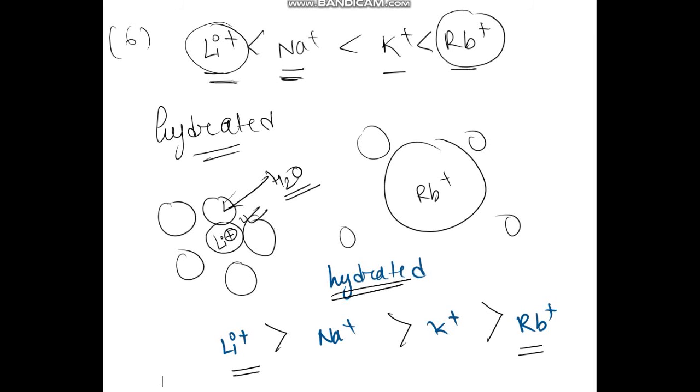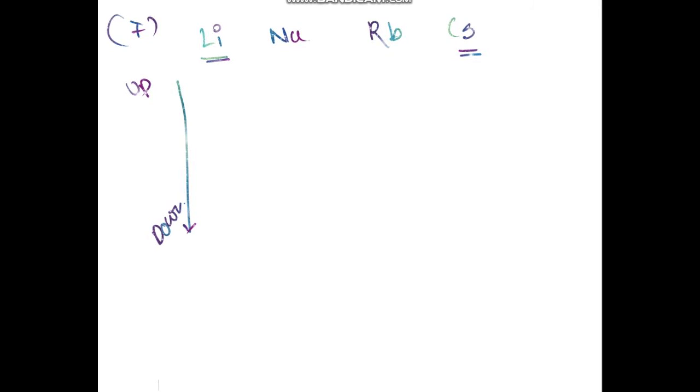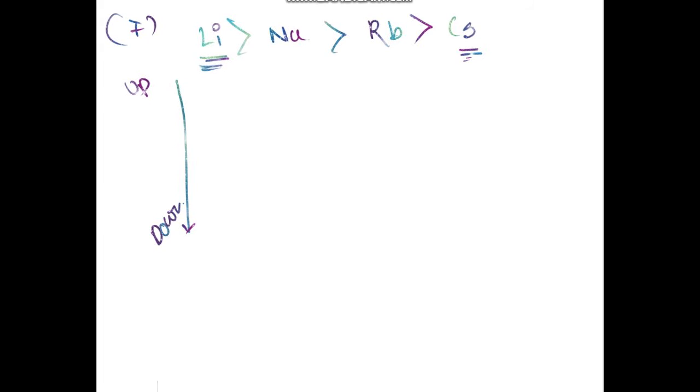Now moving towards the seventh question. Here it is asked to arrange them in the electronegativity trend. This is the easiest question. As we know, if we go from up to down in the periodic table, electronegativity decreases. Lithium is in the uppermost position, cesium in the lowermost. So from lithium to cesium, the electronegativity will decrease.